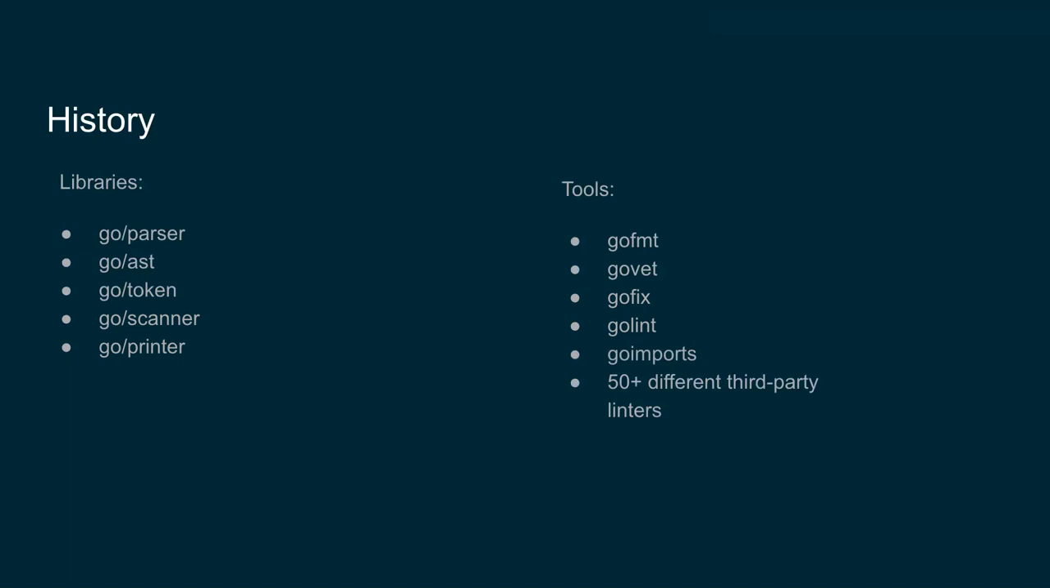In the meantime, more than 50 different third-party linters were released with the help of libraries like Go parser and Go printer, which allowed the community to actively contribute to linters and to make code cleaner in many ways. And recently the Go analysis package was released, which is a framework for how to easily build linters, which we are also going to talk about a bit later. Okay, so this is it about the history. Let's go faster.